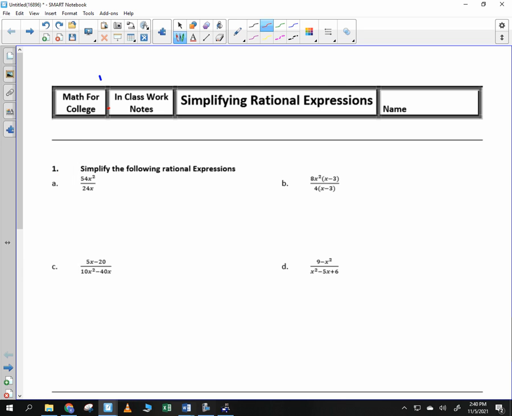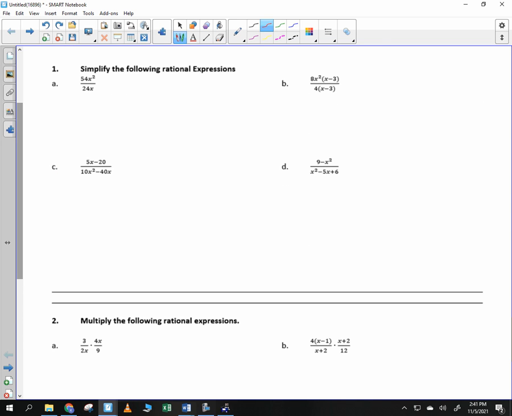And we start with letter A. Now, I'll write this out once, kind of longer, and then after that we'll keep it shorter. But if I see 54 and 24, I know that the number 6 divides evenly into both of them, right? And I notice that there's an x in the top and there's an x in the bottom.